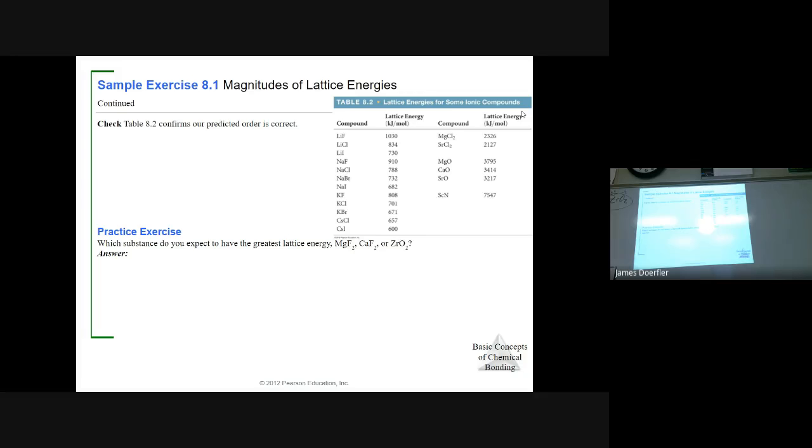Calcium is below magnesium. Therefore, which one would have the greater lattice energy between the 2? And the smaller you are, the greater lattice energy. So which one? Yes. Magnesium fluoride would have a greater lattice energy than calcium fluoride.